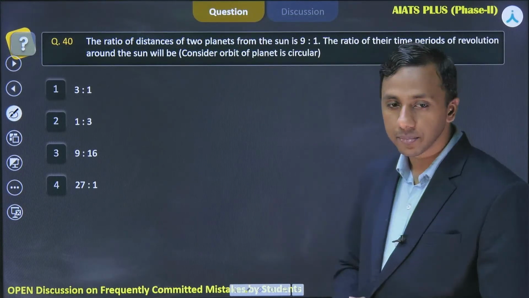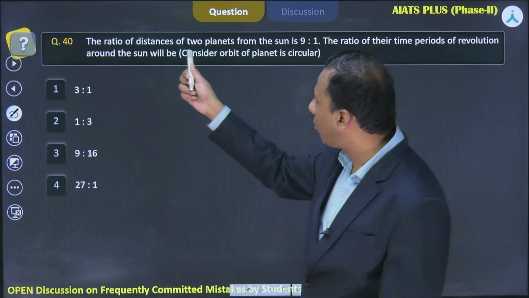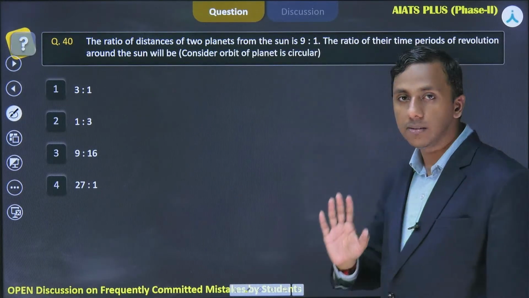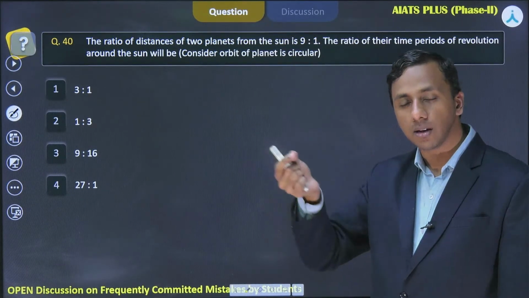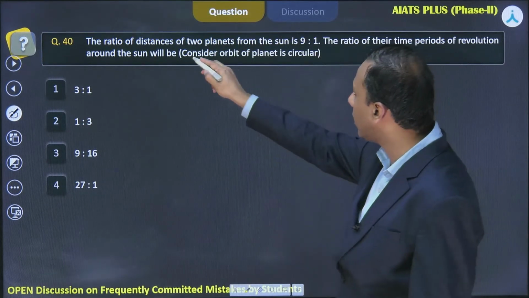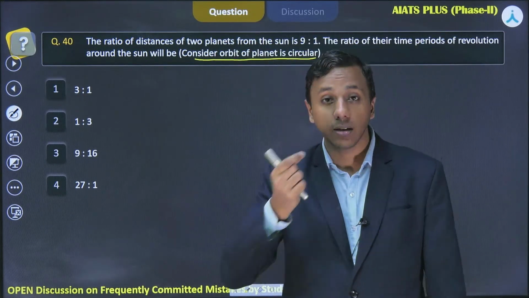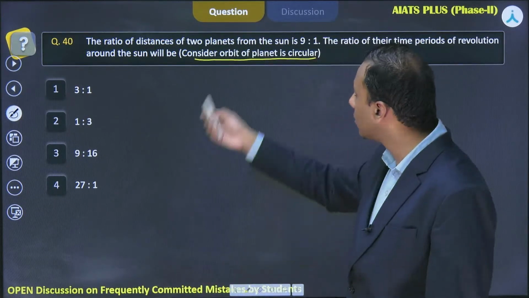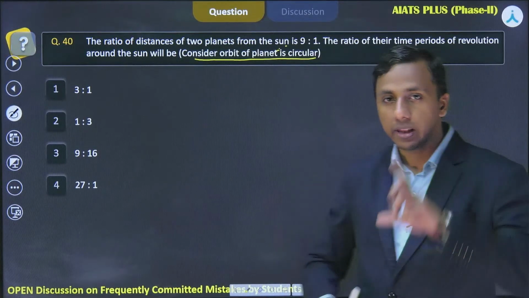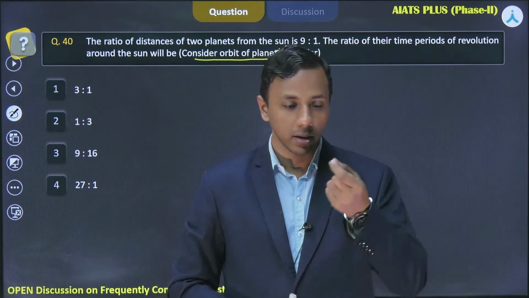Alright, we move on to the next question. Now read this question as well. The ratio of distances of two planets from the Sun is 9:1. They've already said, consider the orbit of the planet is circular. They're revolving in a circular orbit, and at the center of that orbit is your Sun, so revolving around the Sun. And what would that distance become? Distance is nothing but the radius of that orbit, isn't it? Sun is at the center.